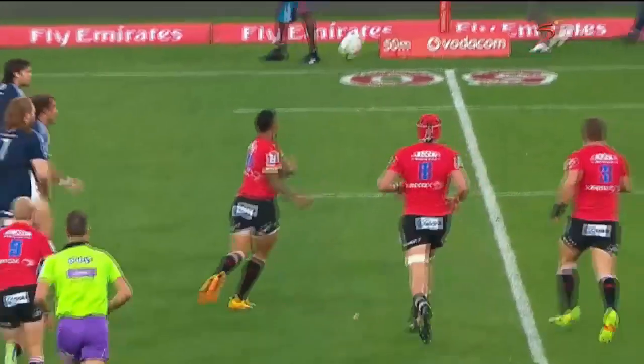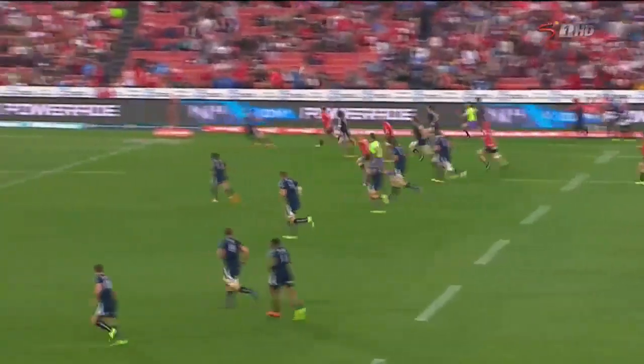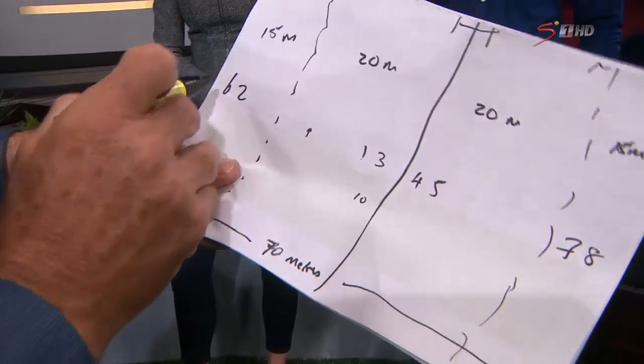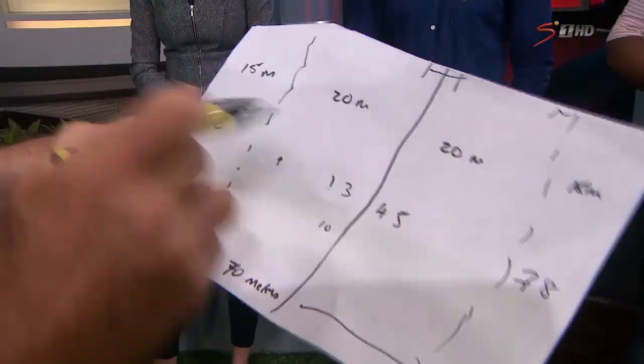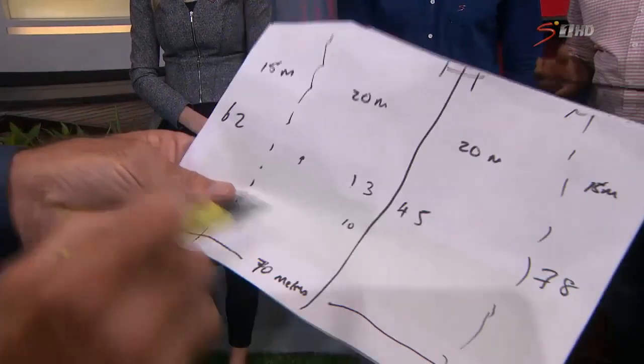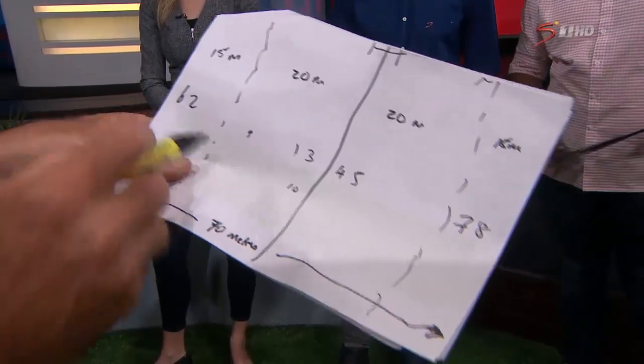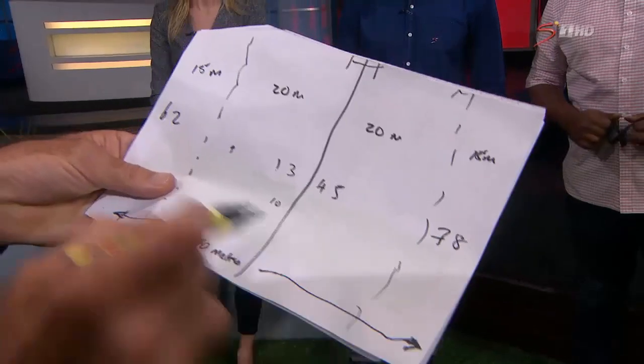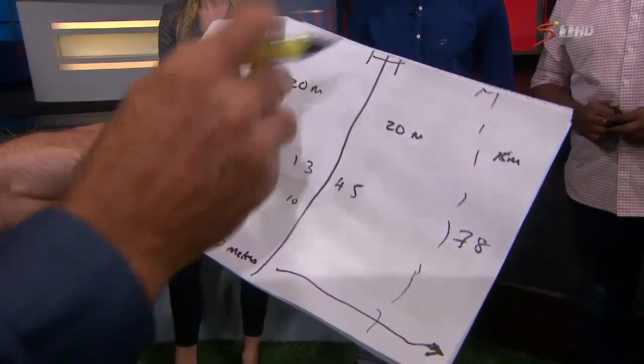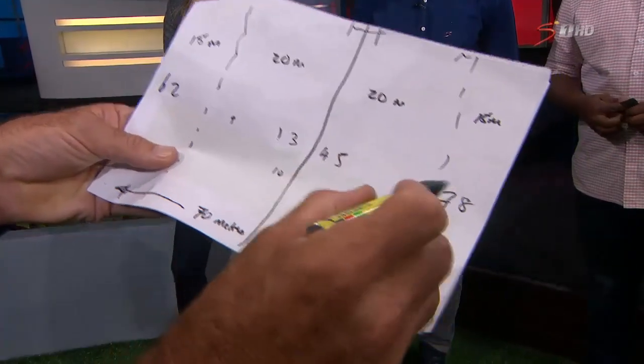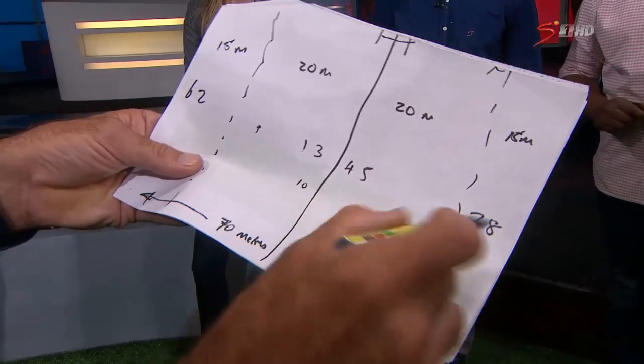Just quickly, to show a diagram here, and excuse my writing, but if we can just have a quick look. The field is 70 metres across, and what you're trying to do is get a distribution of your forwards across the field in four different channels. In the outside channels are 6 and 2. This is the 2-4-2 split. Your tight forwards in the middle of the field occupy 20 metres and 20 metres, and two guys in the outside channels, the 7 and 8.